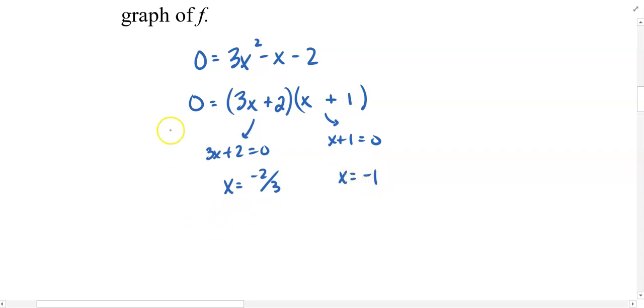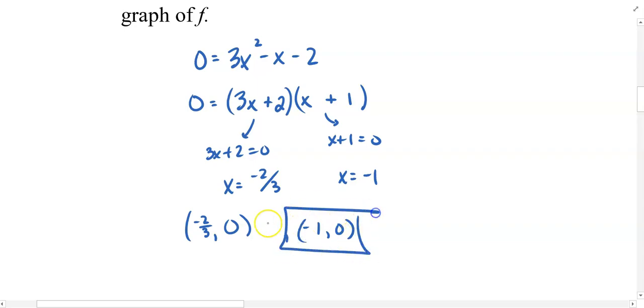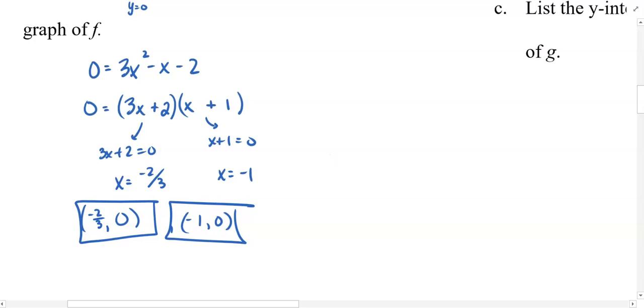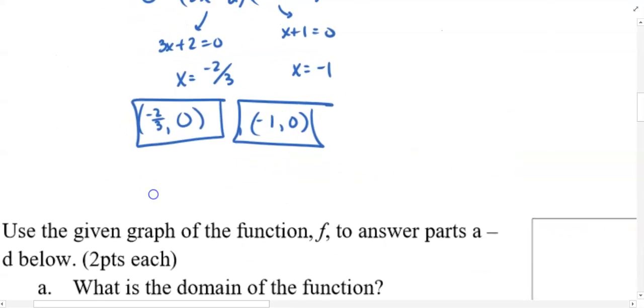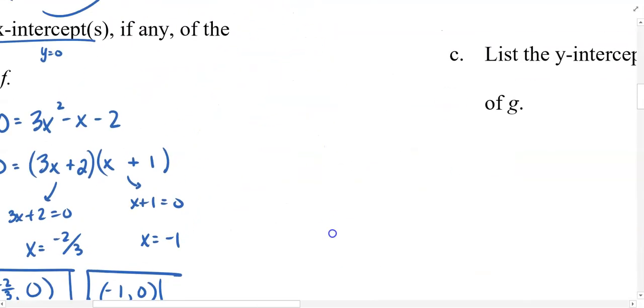Those are okay answers, but since we're being asked to find the x-intercepts, I would label them this way: (-2/3, 0) and (-1, 0). X-intercepts are coordinates, not x values. Not x values solely, that is. So leaving them as x equal, I think, would be inappropriate.